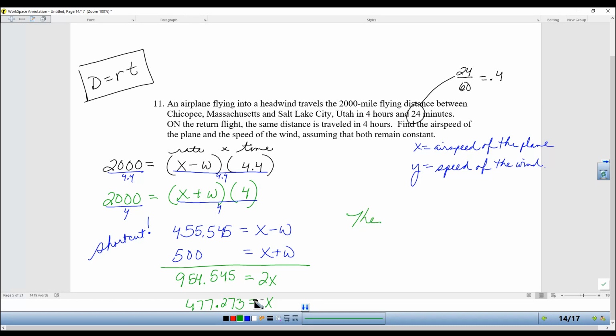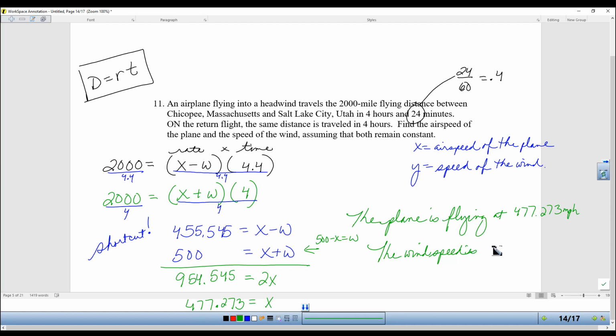So that was the airspeed of the plane. So the plane, remember, answer in a complete sentence, is flying at 477.273 miles per hour. How do you find the speed of the wind? Well, you can use any of these equations, but it looks to me like this one's going to be the easiest. 500 minus x will give you w. And so the wind speed is 22.73 miles per hour.